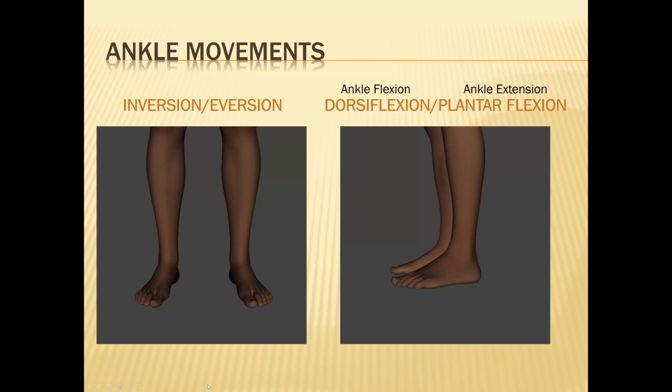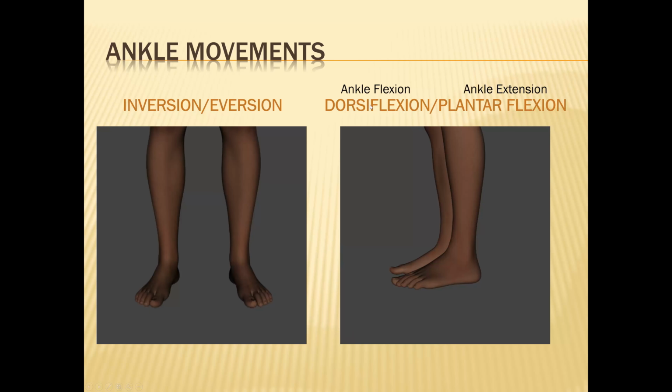So if we take a look at this, let's look at inversion and eversion first. And my little guy can do a little bit more extreme than we can, but you can try with your own foot to see how far you can go. Inversion would be turning the sole inward, and eversion would be turning the sole outward. So most people can only evert very slightly. All right, so inversion, turning the sole inward, eversion, turning the sole outward.